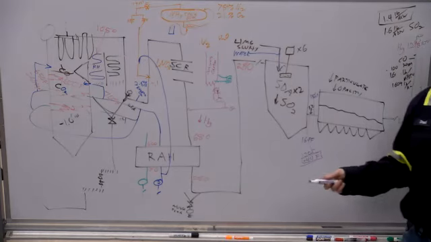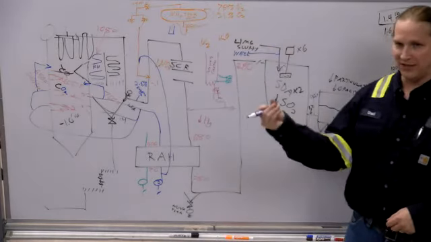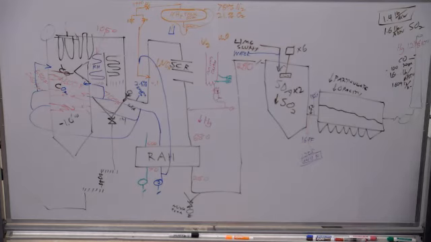Why do we want to run colder? Because more water means more surface area, means less lime, means less money. Efficiency.